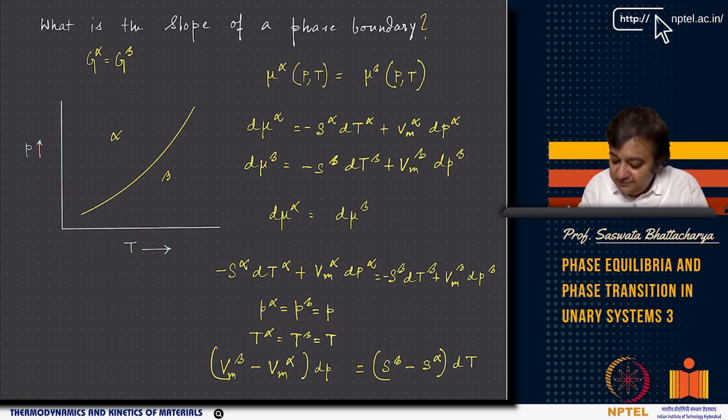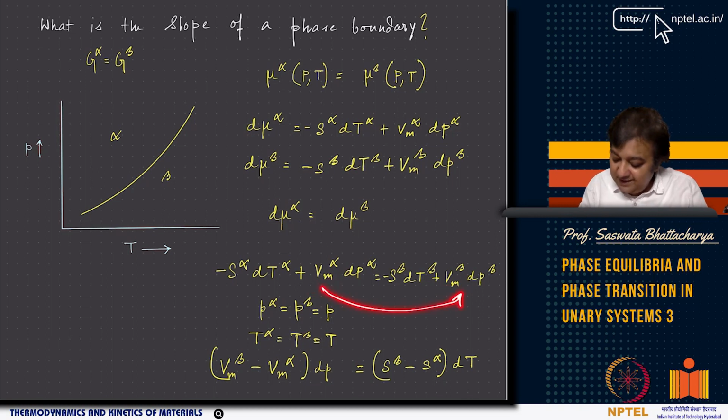P alpha equals P beta equals P, and T alpha equals T beta equals T. Now, if that is so, I can rearrange. So basically, what I have done is put P alpha and P beta as P, and T alpha and T beta as T. Then I can write this as, so I have Vm alpha here, I have Vm beta here. So I can take Vm this way, right?